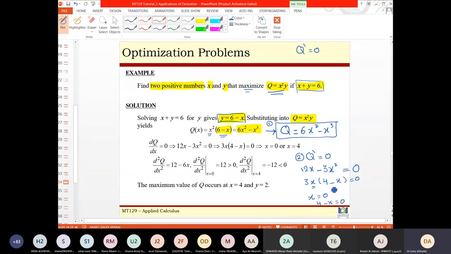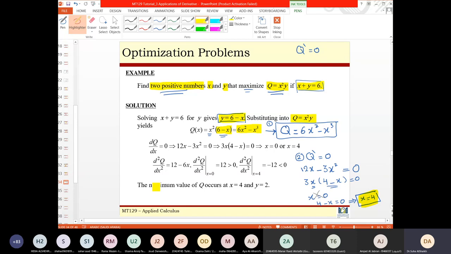Either this is equal to 0 or this is equal to 0, but they say the numbers are positive, so the case of x equal to 0 is not counted. We take the case with 4 minus x equal to 0. This will give me x equal to 4. I got the value of x, but this is not what they want from me, they want the value of x and the value of y.